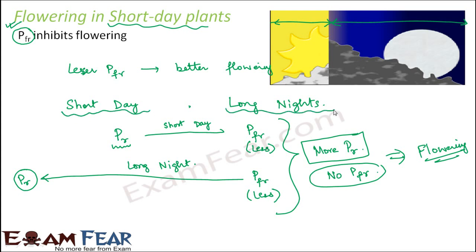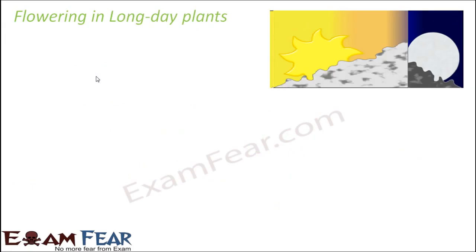Now you might think, what would have happened if the days were longer? In that case the PFR would have been more, and if the nights were shorter, not all the PFR would have been able to convert back. So you would have been left with some PFR and they would have inhibited flowering. So there would have been no flowering. Clear? So this is the concept behind the short day plants, why they need short days and long nights for flowering.